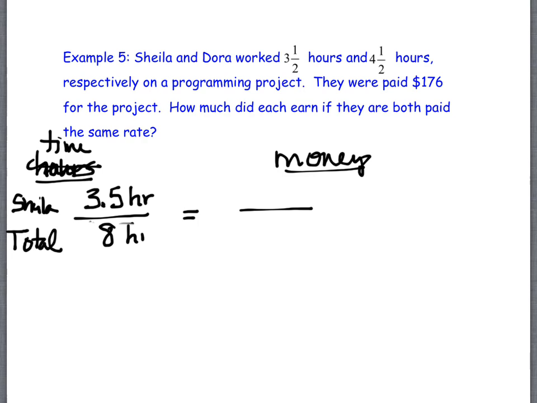Again, this is not the only way. I'll show you the other way, the way that I was headed before, in a minute, but let's go with this one. Okay, so if we do this, we actually know the total money that they made, don't we? Yeah, we do. We know that's 176. So the only thing we don't know is how much of that 176 belongs to Sheila. Does that make sense? This is a good way to do the problem. What would I do next? Cross multiply. All right, so what is 3.5 times 176?